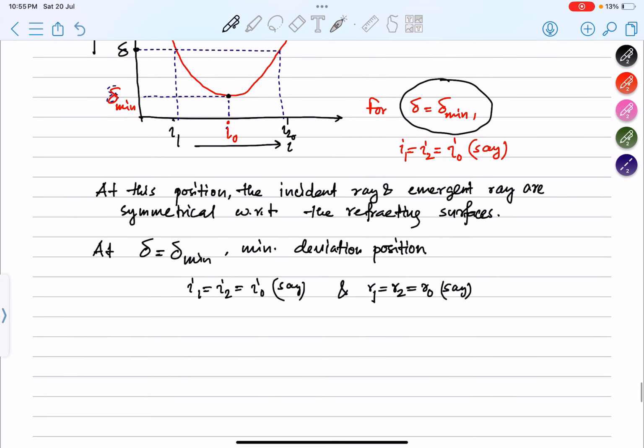Okay, so now A is equal to what? We established in the last lecture that A is equal to R1 plus R2. So that is equal to twice R0. Okay, so R0 is equal to A by 2.